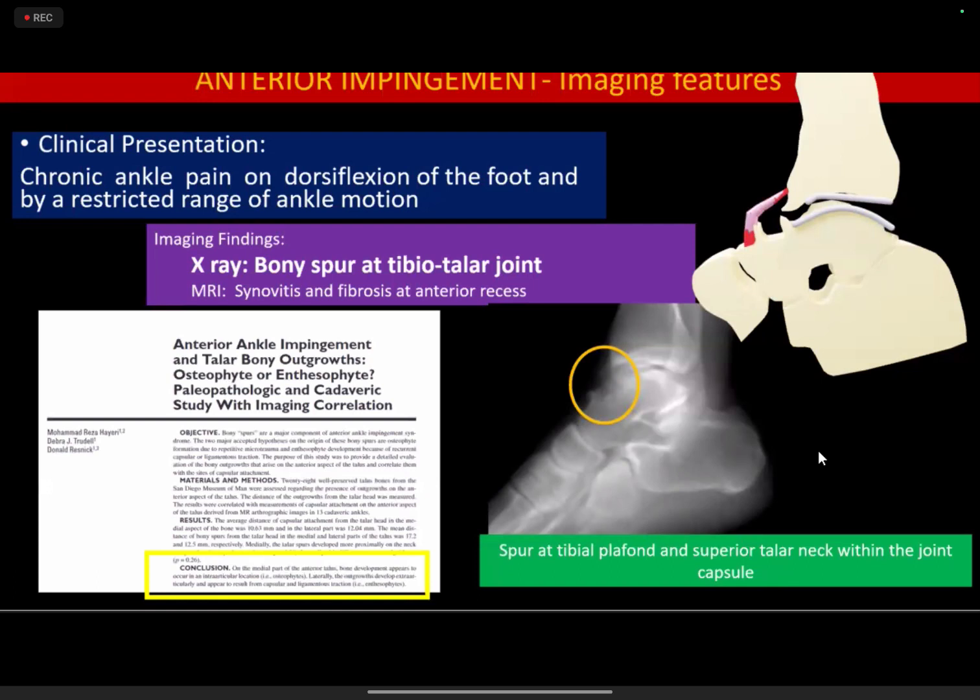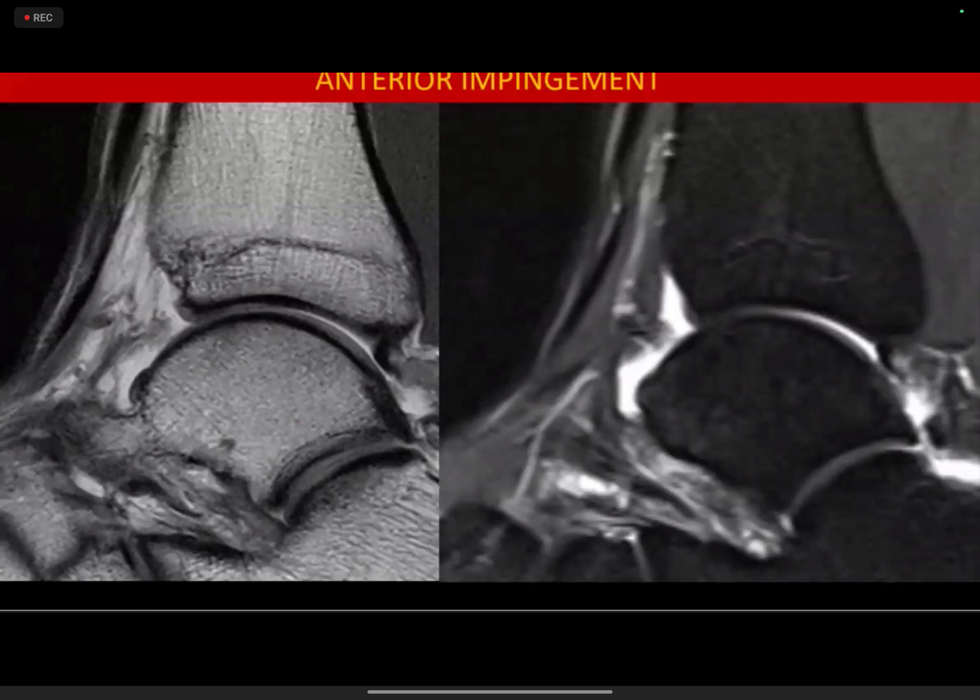Now, there is a lot of debate about whether we should call these bony spurs that we are seeing here osteophytes or syndesmophytes. When I went through the literature, I found this interesting paper which talks about the correct nomenclature. Whenever there is formation of a bony outgrowth extra-articularly, that is secondary to capsular and ligamentous traction, and it is present along the lateral aspect of the anterior ankle, it is usually an enthesophyte. When such a bony spur is present medially and is intra-articular, it has to be termed an osteophyte. So let me show you some examples.